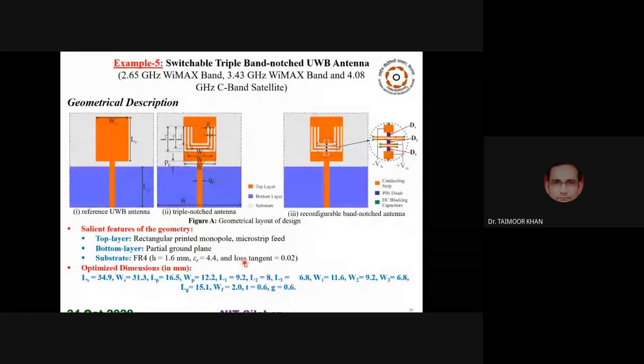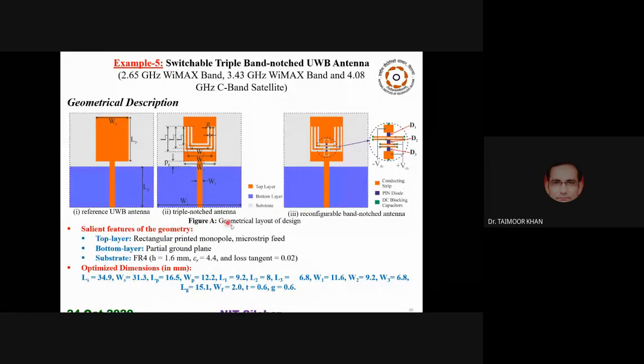Now the same thing, like that reference UWB antenna, in this one triple U-shaped slots are incorporated for creating the triple notch. First, this is giving me the triple band notch behavior. Then, for making this one switchable, we have incorporated 3 PIN diodes here. The PIN diode is used as an on-off switch.